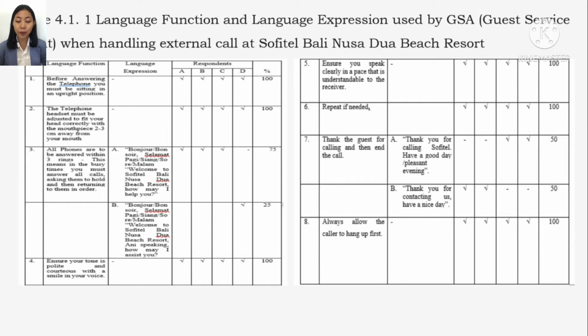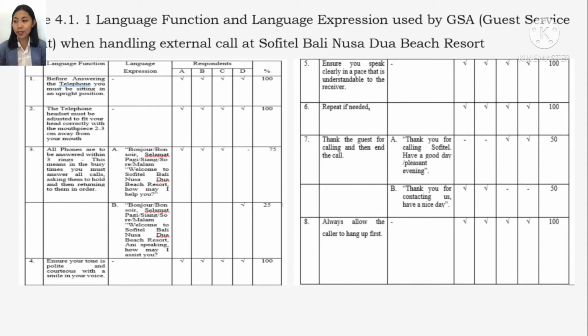And after picking up the phones that ring no more than 3 times, telephone operators at the Sofitel Service Resort must greet guests with a French greeting. For the morning and afternoon, using the greeting bonjour, bonjour, selamat pagi or selamat siang. And then while greeting callers in the late afternoon until night, the greeting used is bonjour, bonjour selamat sore, bonjour selamat malam. And when receiving an external call at Sofitel Service Resort, the guest service agent must mention the name of our hotel and offer assistance.